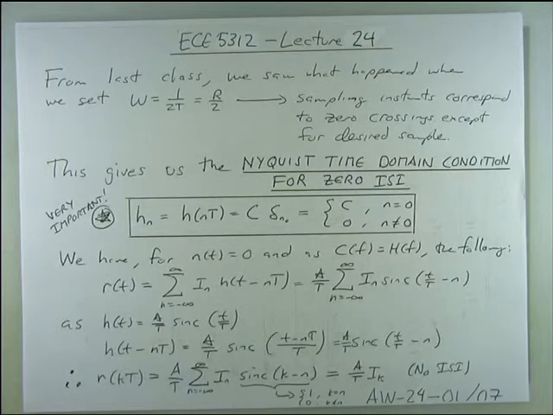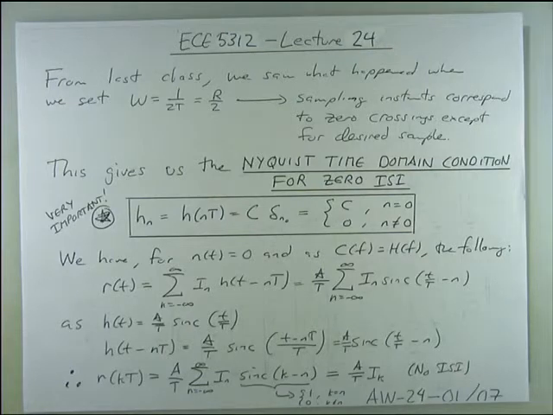Now, we reach the first of two Nyquist criteria. In this case, this is the Nyquist time domain condition for zero ISI. There's also a frequency domain one, which we'll look at later. The problem with the time domain one, as I mentioned in lecture 23, is that realizing this zero ISI condition with a sinc pulse is impossible unless you have an infinite number of taps, right? Your impulse response is from minus infinity to infinity. If you truncate, you no longer have a sinc pulse, or you no longer have zero crossings.